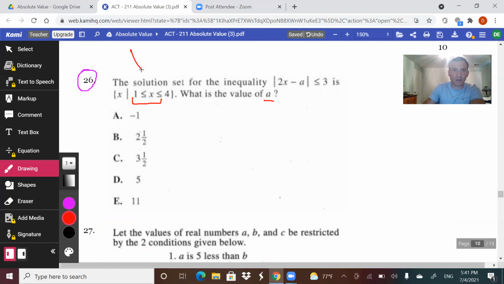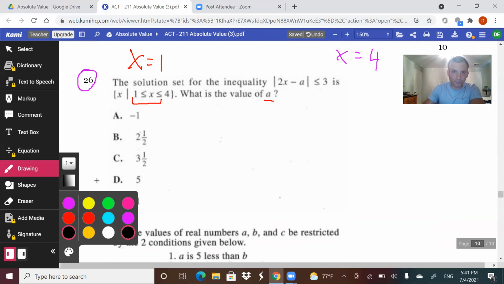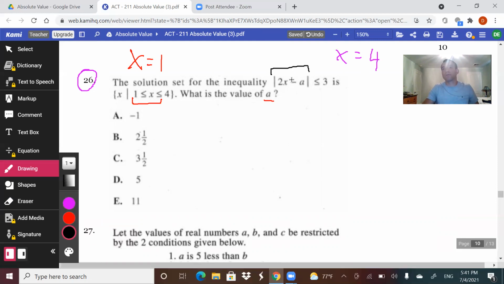So we're going to do x equals 1. And we're going to try, and I'll do this in a different color, x equals 4. And we're going to see if that can narrow down our values from the answer choices. So this is where understanding how to do an absolute value, how to write it out, comes in handy. So if we make x equal 1, we have two possible things. We can say 2 times 1 minus a is less than or equal to 3.